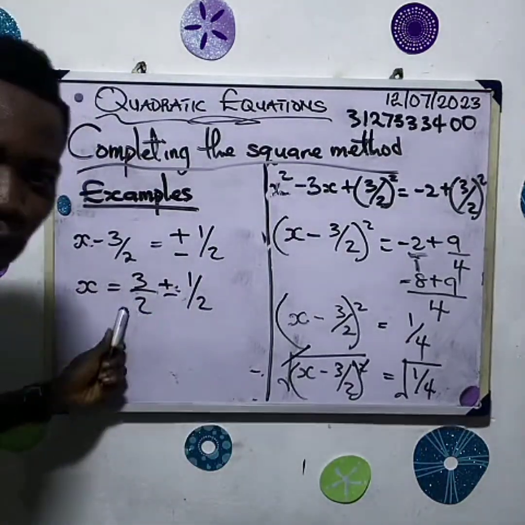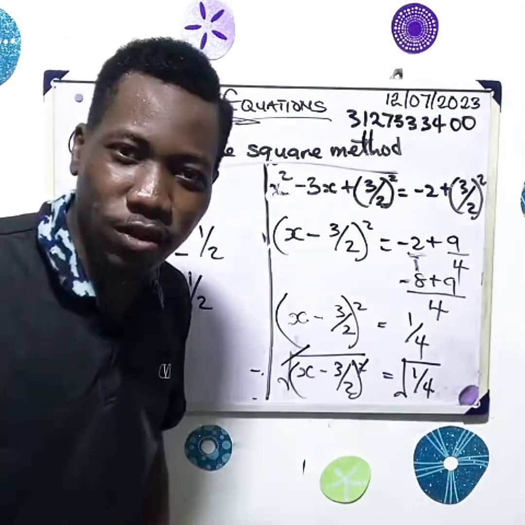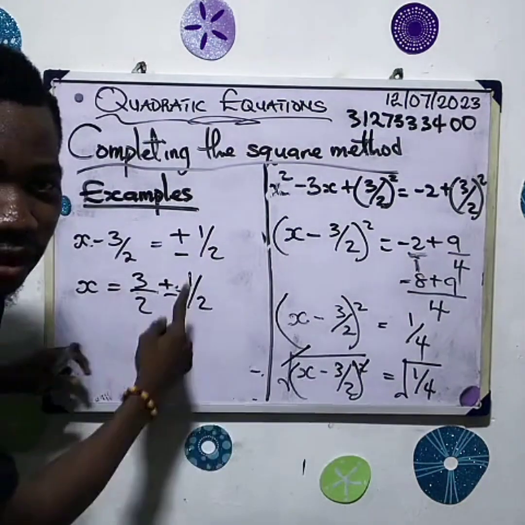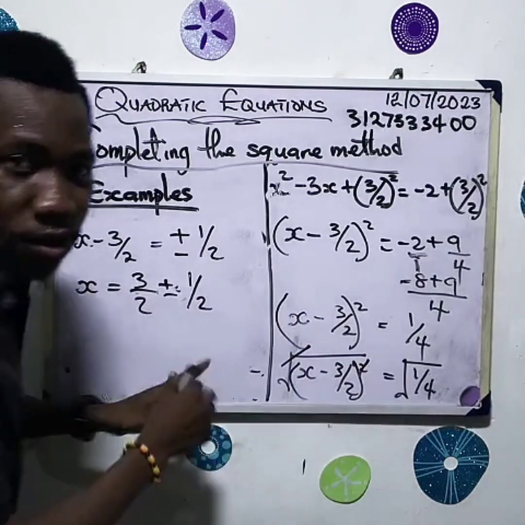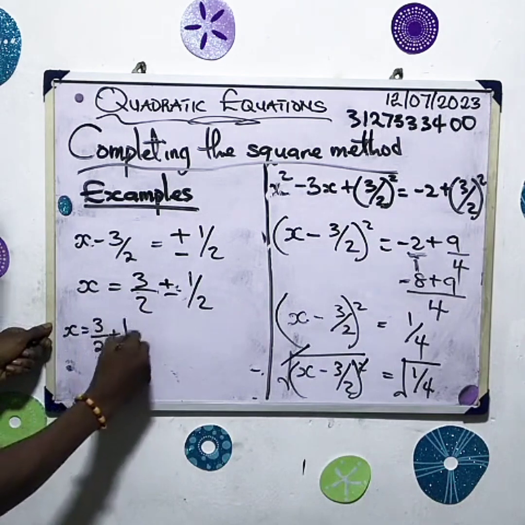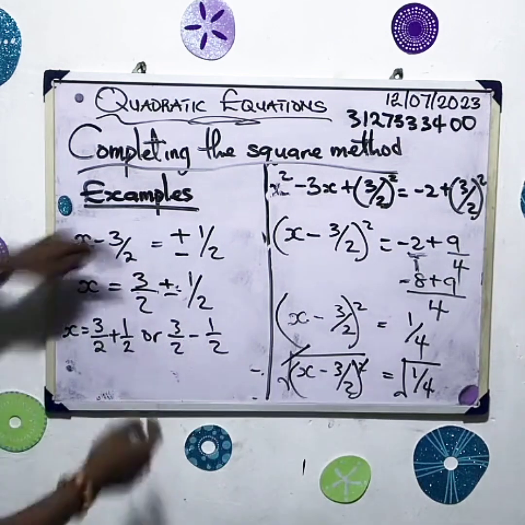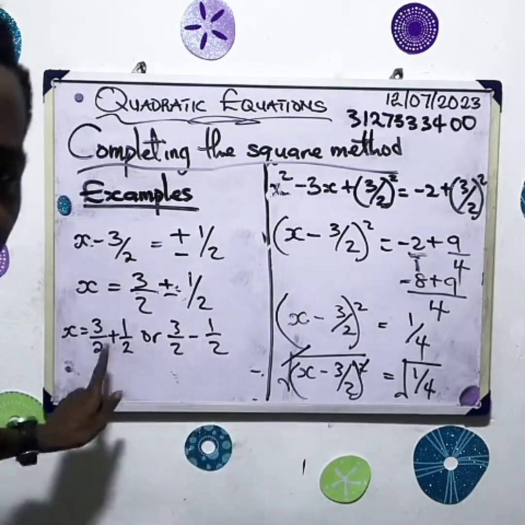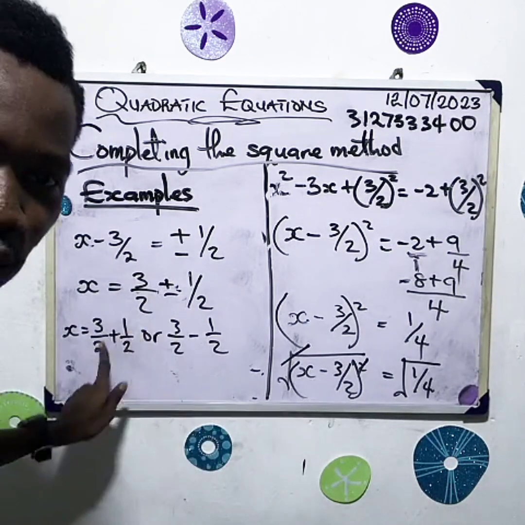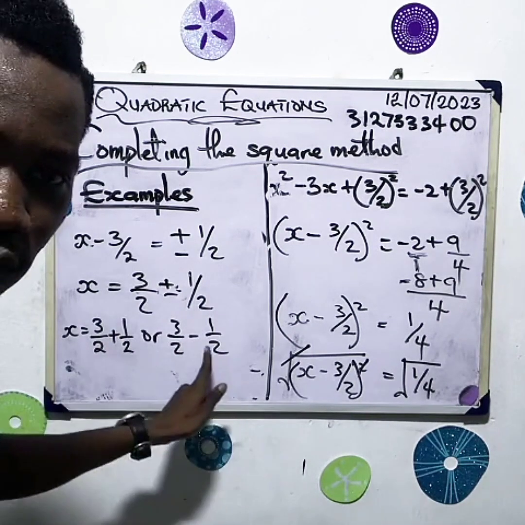So now we have 3 over 2 plus or minus 1 over 2. Now, remember, quadratic equations have 2 roots. In other words, you have 2 solutions. So here, we are going to split it: 1 for positive, 1 for the minus. So now, x will be equal to 3 over 2 plus 1 over 2, or 3 over 2 minus 1 over 2. So 1 is plus, 1 is minus. This will give us the two values for x.